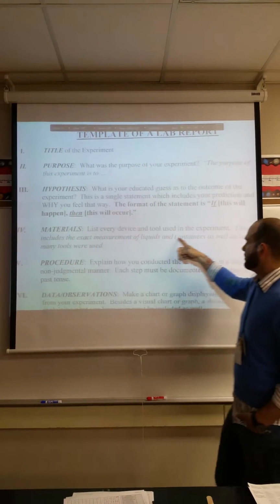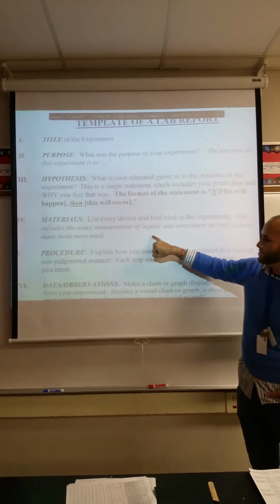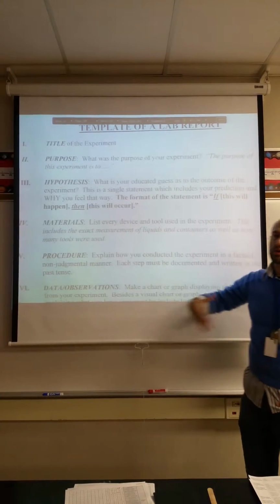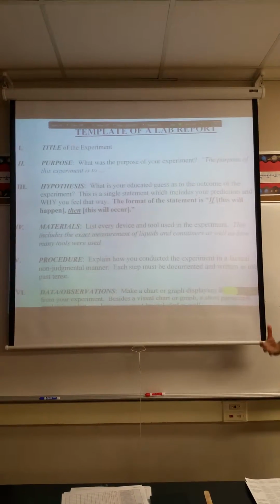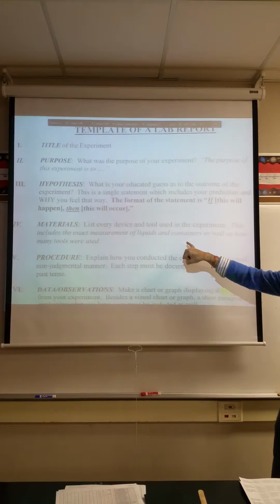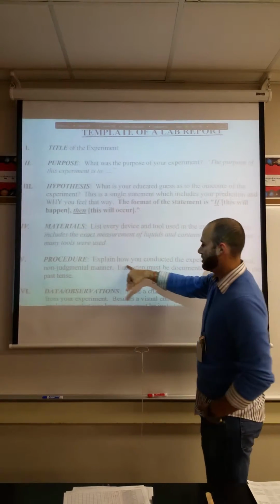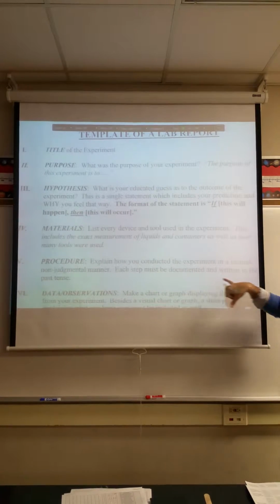Materials are a list of everything we need to do the experiment. This is also using exact measurements. So if we use 50 milliliters of water, we want to write 50 milliliters of water. The reason we need the materials and exact measurements is because real scientists redo experiments all the time to get the same result. Our procedure is how and why.